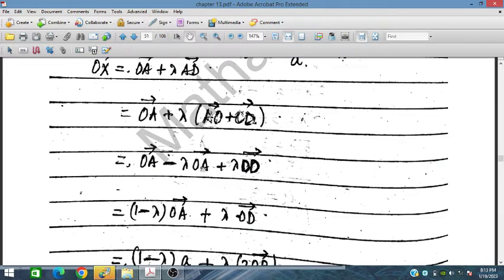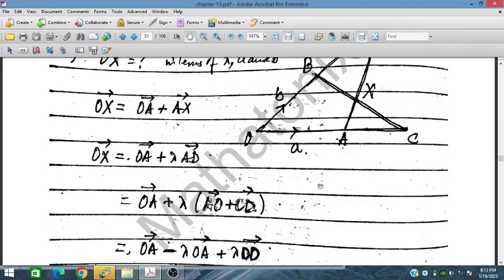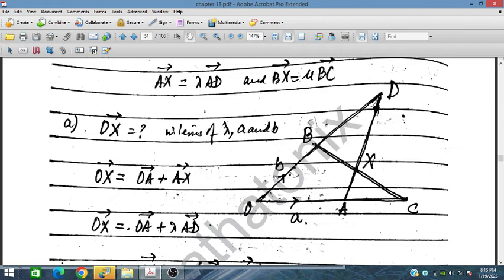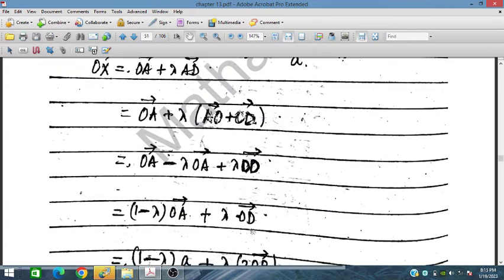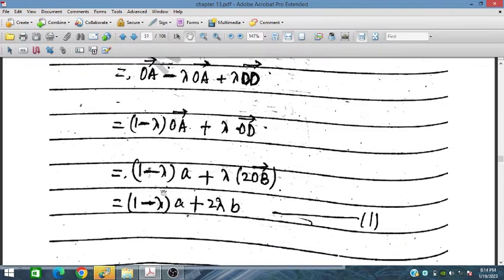In this case we can take OA common here. So OA is (1 minus lambda) OA plus lambda OD, and we know that OD is 2 times OB. So in place of OD we can write 2 times OB. So this is (1 minus lambda) a plus lambda times 2 OB, and OB is small b. So (1 minus lambda) a plus 2 lambda b. This is part 1.